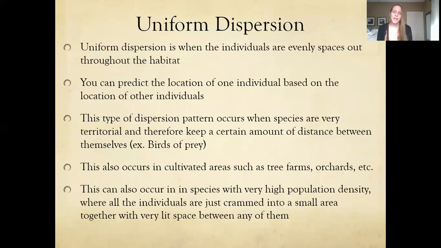And then lastly, we have uniform dispersion, which is when there is an equal amount of spacing between all of the individuals in the habitat. If you have this type of dispersion, you can totally predict where an individual is going to be based on where another individual is. Usually you only see this dispersion pattern in species that are really territorial and therefore keep a certain radius around themselves clear. So we see this in birds of prey, for instance.